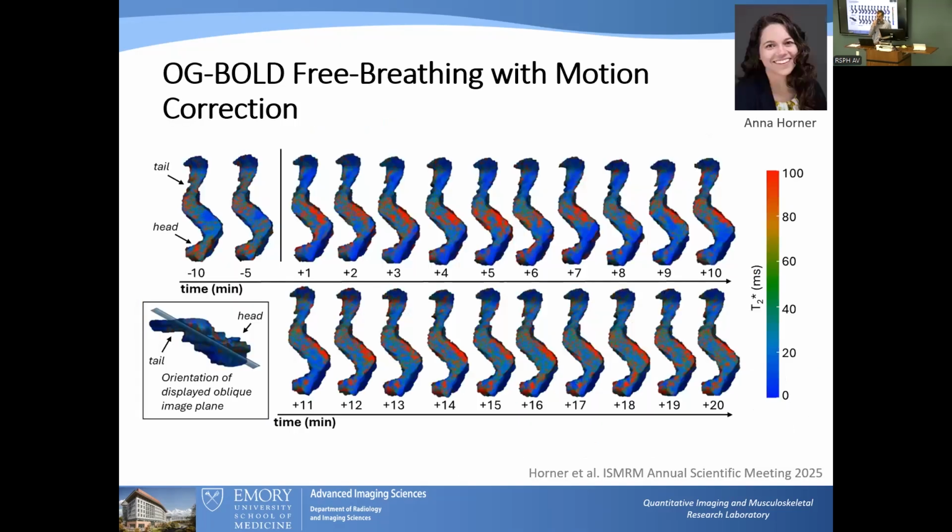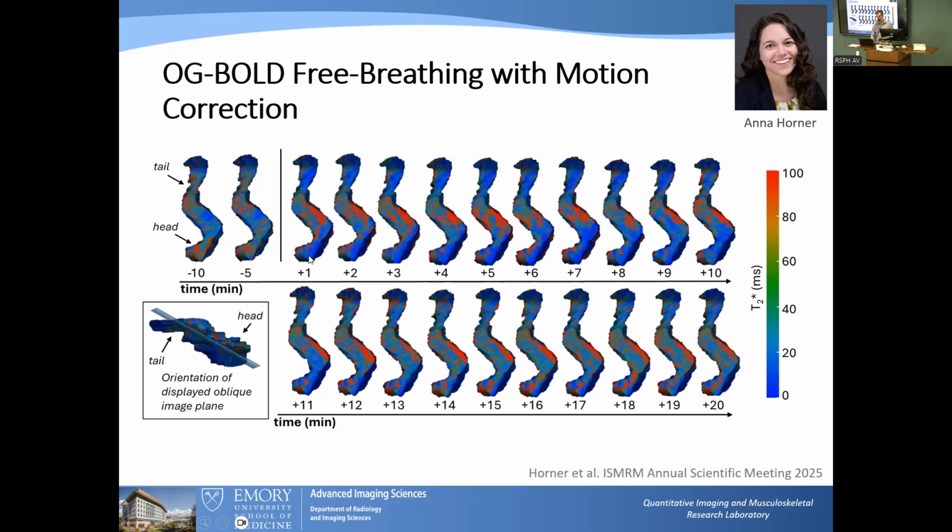So what we're trying to work towards, and this is work that we've piloted, my student Anna Horner did this analysis, is a sequence that allowed us to do a free breathing motion corrected acquisition of the pancreas that would allow us to then have all of the pancreas volumes co-registered in time, and we could at least start to identify regional variations of activation with glucose stimulation. And I just want to point out, this is the head of the pancreas and the tail of the pancreas. You can see at baseline, the head of the pancreas has a relatively high T2 star value.